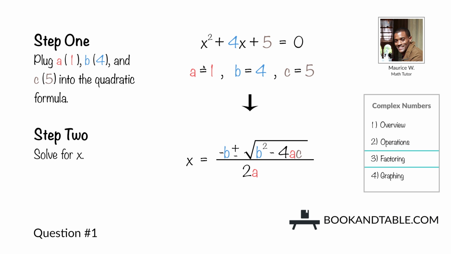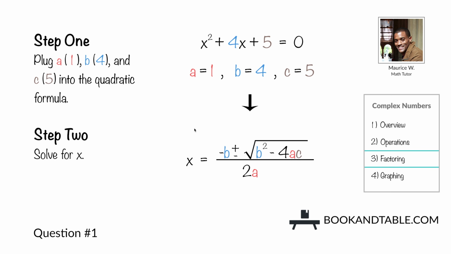Question number 1. We're solving x squared plus 4x plus 5 is equal to 0. Always make sure that the right side is equal to 0. So that's taken care of. So we move on to a, the coefficient of x squared, so that's 1. b is the coefficient of x, which is positive 4. And c is our constant, positive 5.